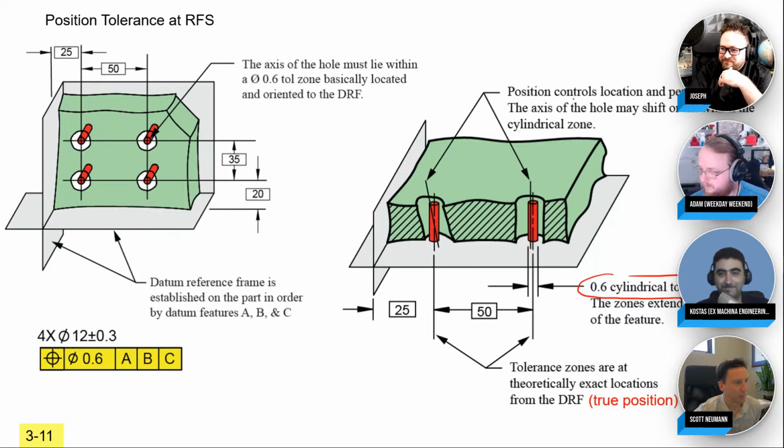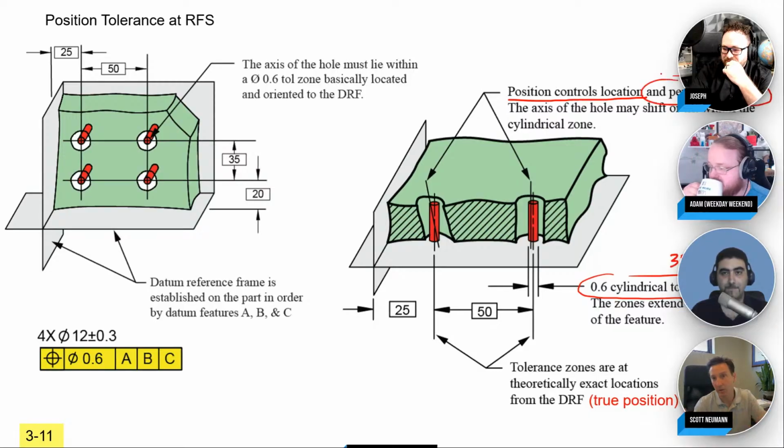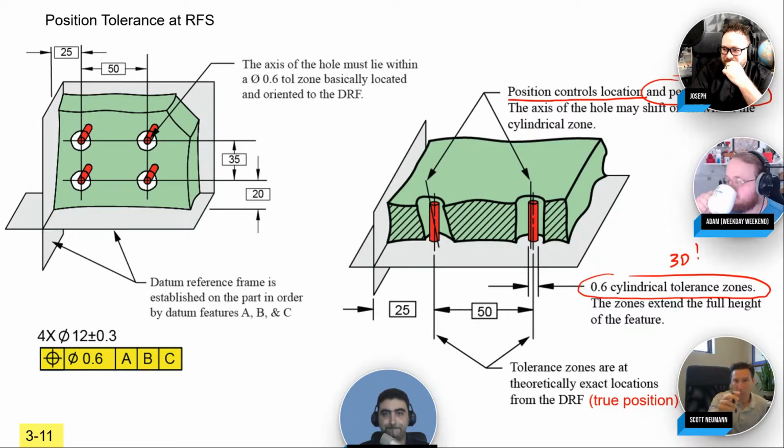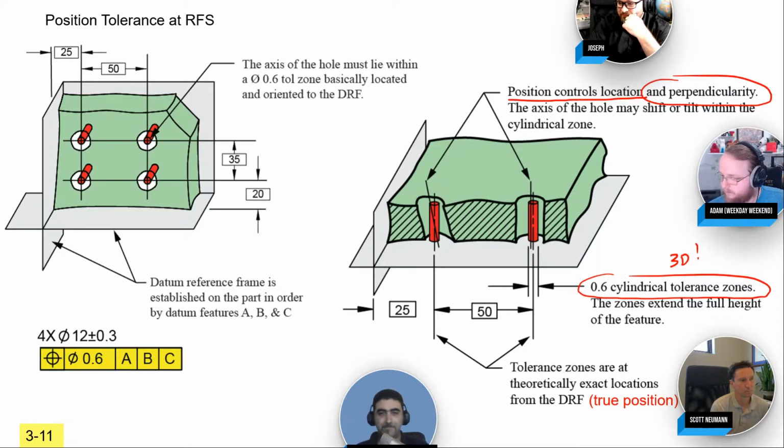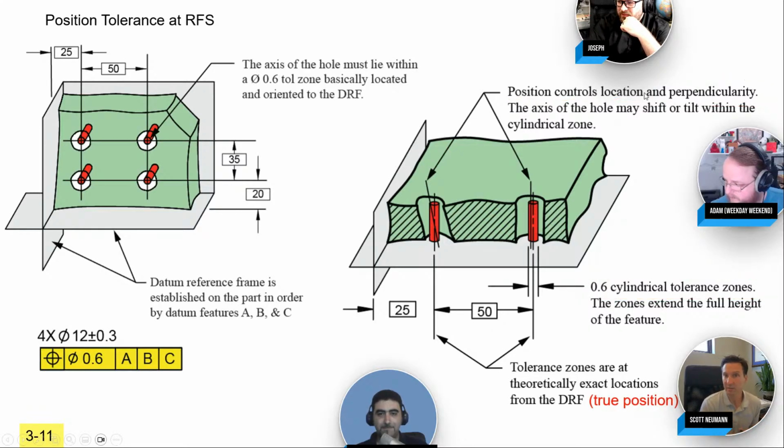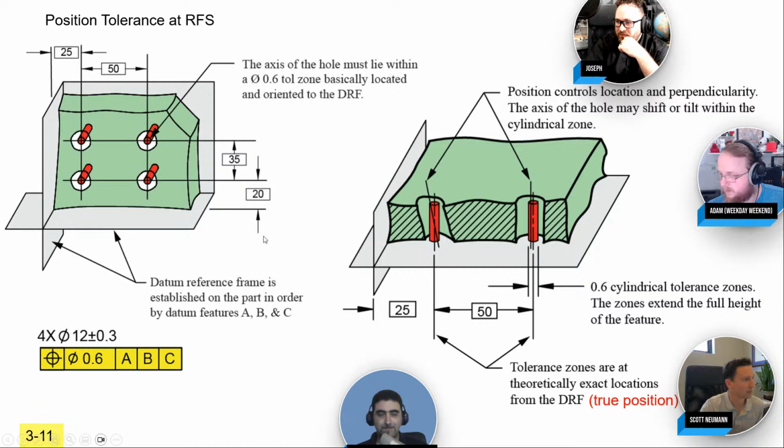Yeah, so the big thing I remind you here is position controls location. That's its primary use, to locate that hole within its plus or minus 0.3. But because of the 3D nature that you get here, you're also going to get a free orientation with it. So you also control perpendicularity and parallelism to the datum reference frame as well. Very powerful tool. Good stuff. That's kind of the basics of position tolerance. That's what I wanted to start with there.